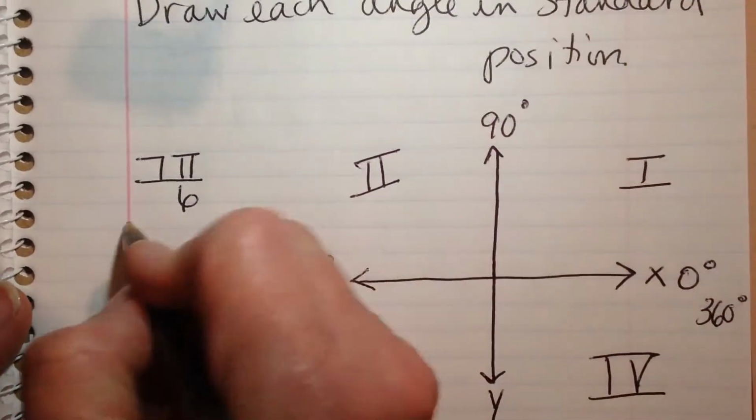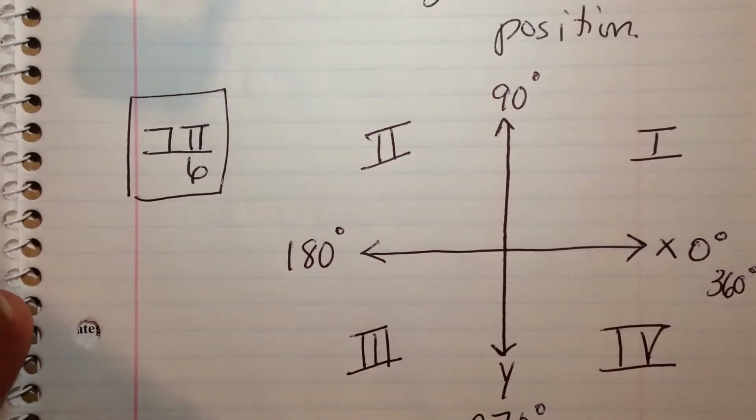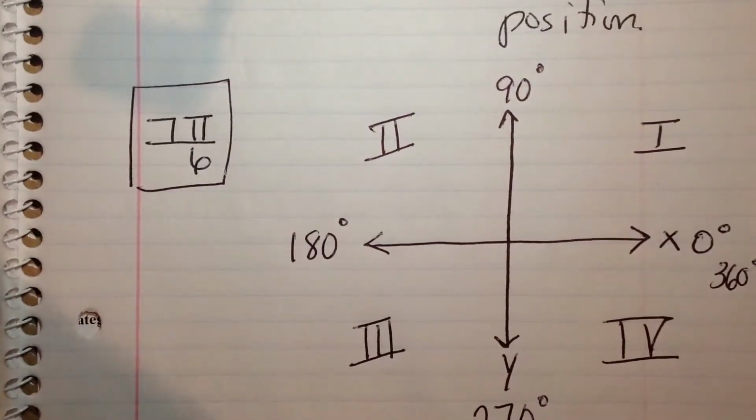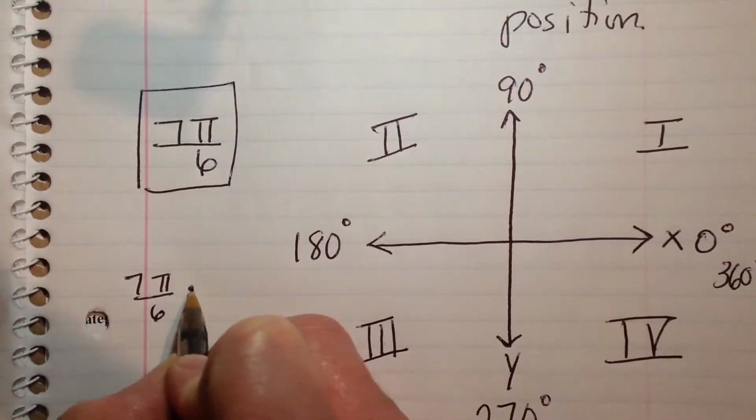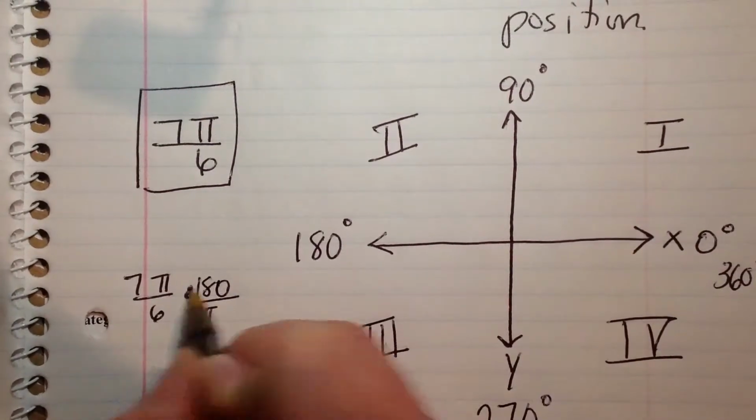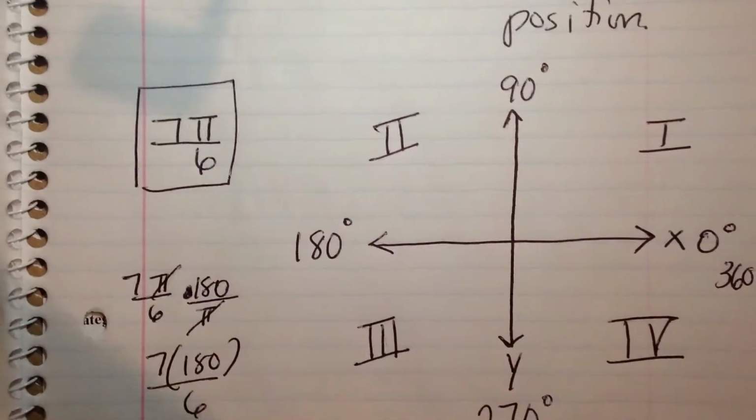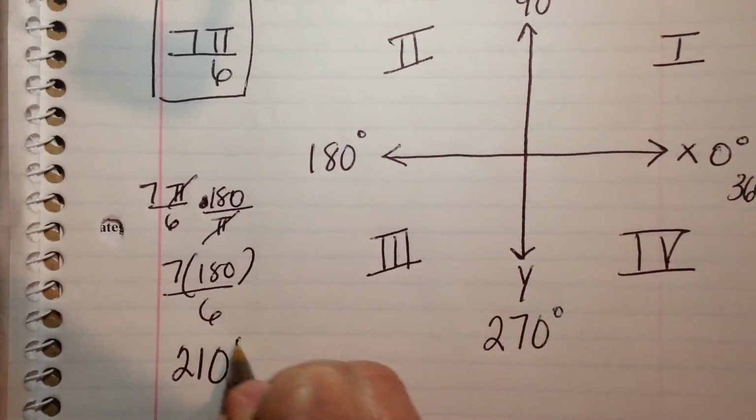Okay? Now, I have 7 pi divided by 6. So let's convert this to degrees. Now, recall, if you're converting to degrees, multiply it times 180 divided by pi. The pi's would cancel, leaving 7 times 180 divided by 6. Therefore, this is 210 degrees.